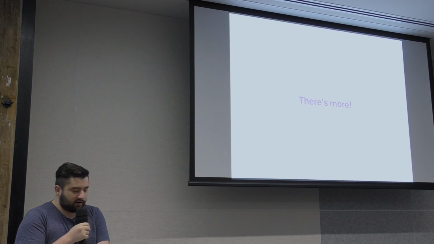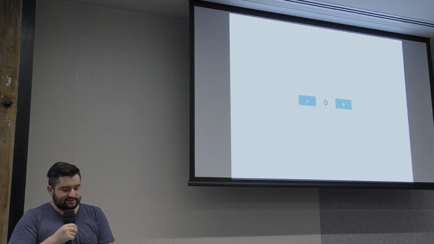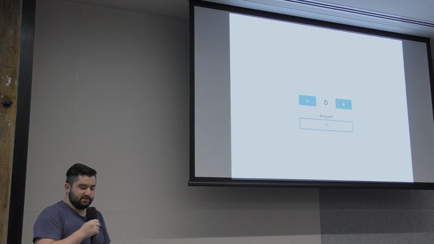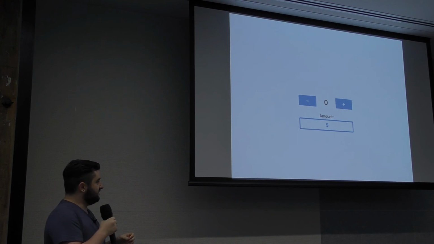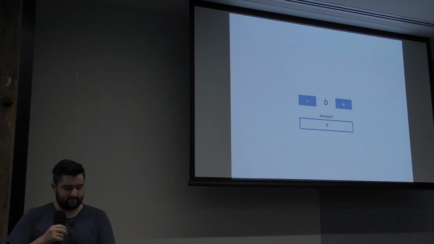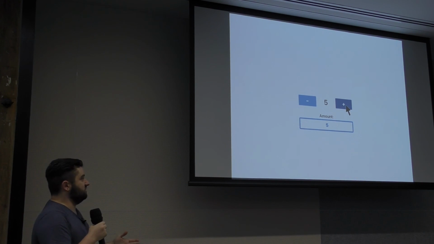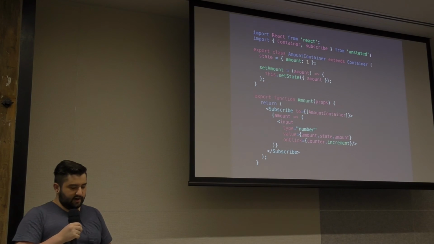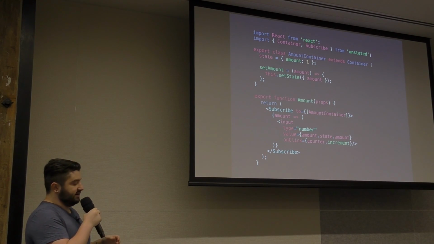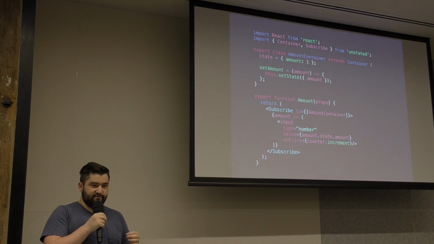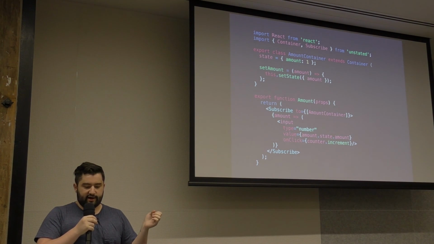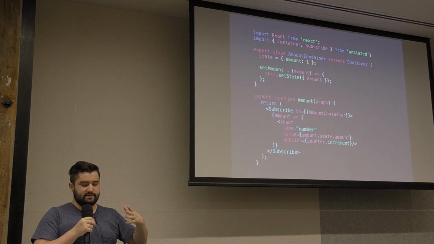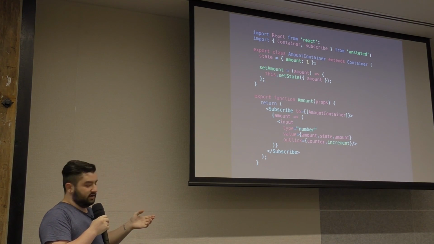But wait, there's more. Let's add a new feature to our app. Let's add an input where we can adjust the amount that our counter increments by. So if our amount is 5, our counter will go up by 5 as we increment it. So we'll create a new container for storing and updating the state of this amount. And then we'll create an amount component which subscribes to our container and renders an input to display and update it.